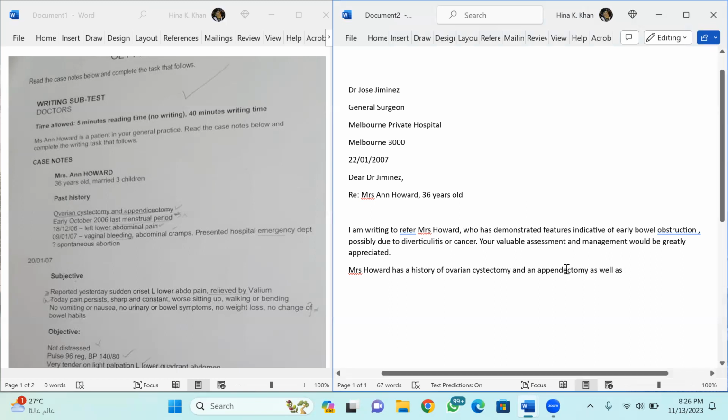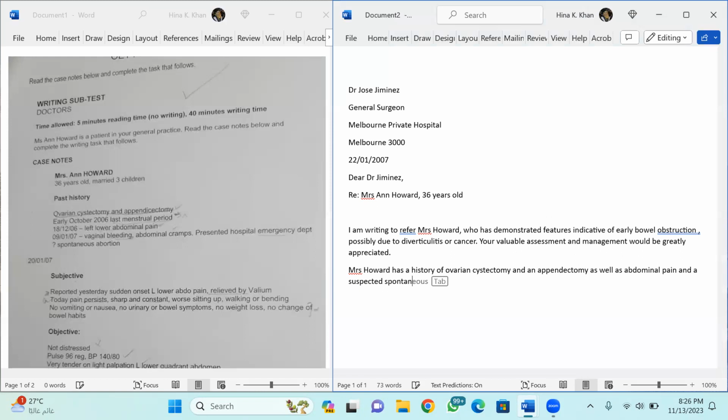So we will just write it, as well as what? Abdominal pain and a suspected spontaneous abortion. Full stop. Now again, with minimum use of extra words, I have just written the past history. Okay, Mrs. I have just written it in a simple, clear language.